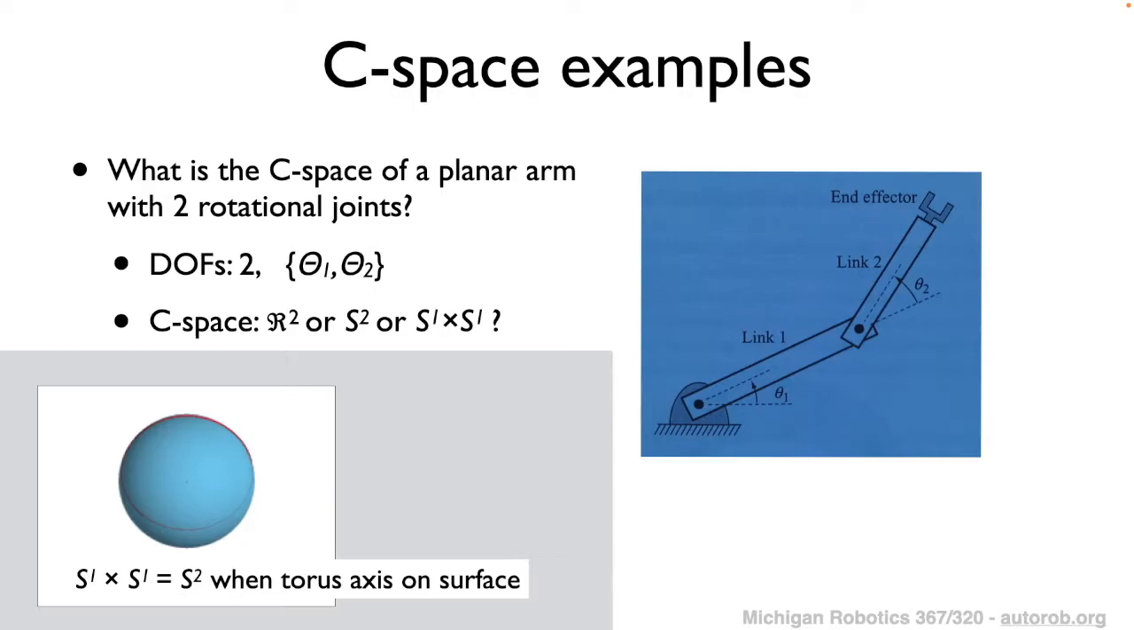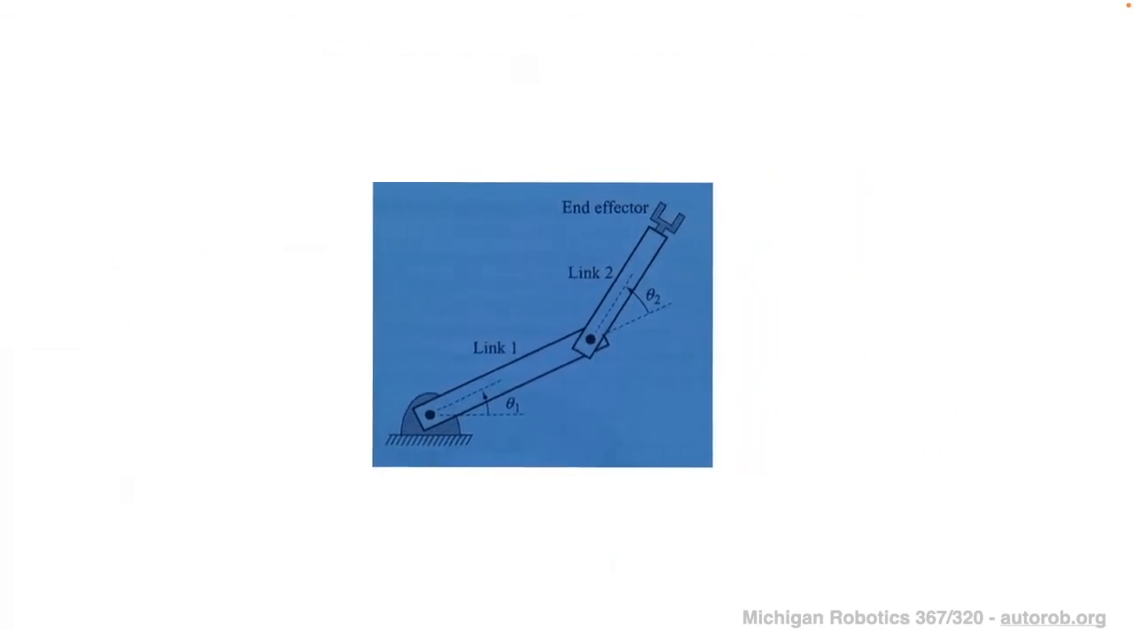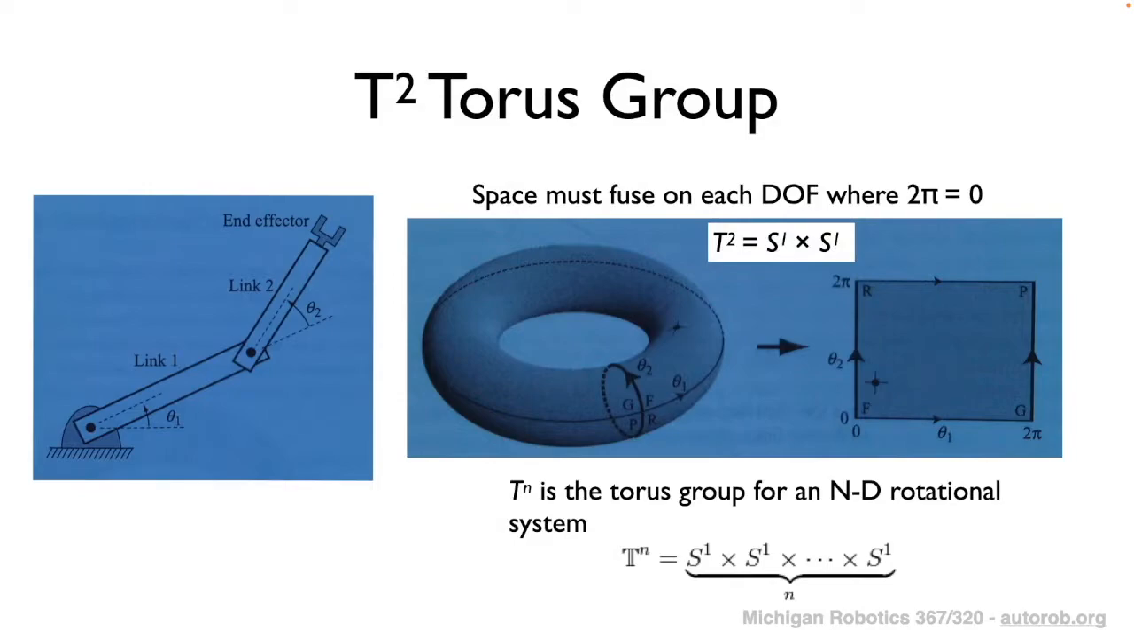And so it turns out that what we will typically use to describe a planar arm that takes this form is S1 cross S1, where this S1 cross S1 is actually a special group, which is known as the T2 torus group, where the T stands for torus, which has the special property that a space defined within this torus has this property where the space is fused on each degree of freedom wherever it reaches basically 2 pi crossing over to 0. And so this torus, in the case of 2 degrees of freedom, can be visualized commonly as a donut, which is shown on this slide here.